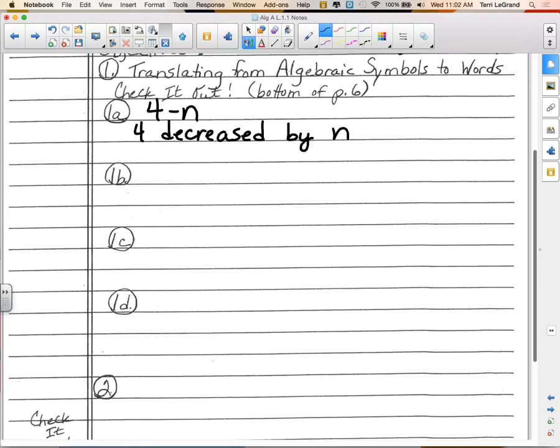It is like Adam said, when they use the words less than, the order that they're written here changes in the word phrase. It's n less than 4. In other words, it's telling you n is being subtracted from 4. n less than 4.